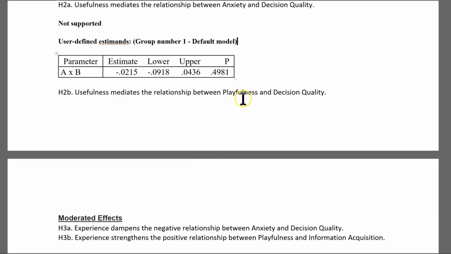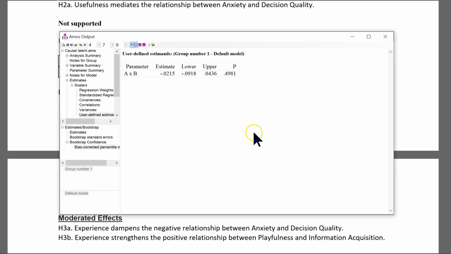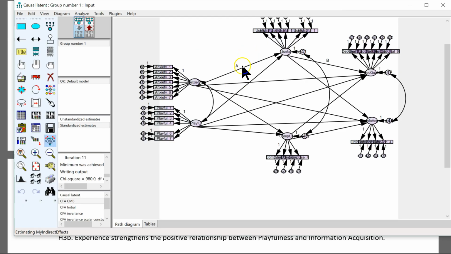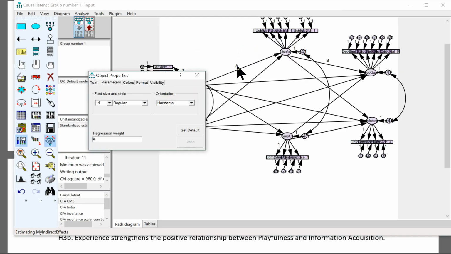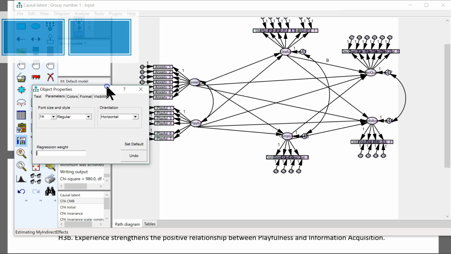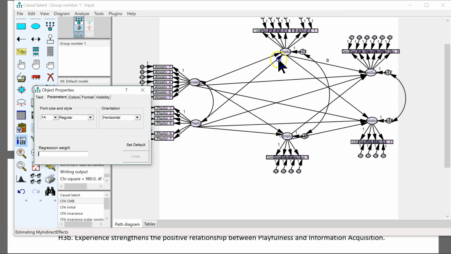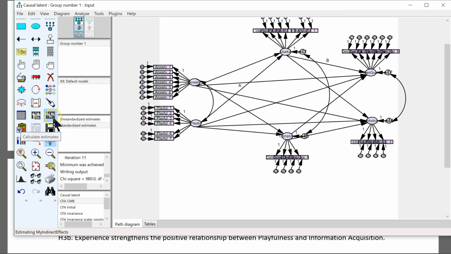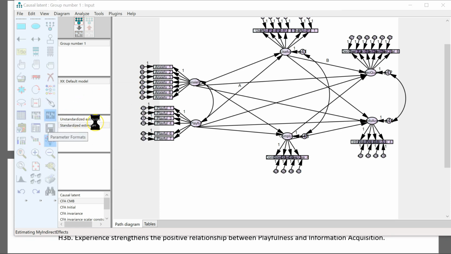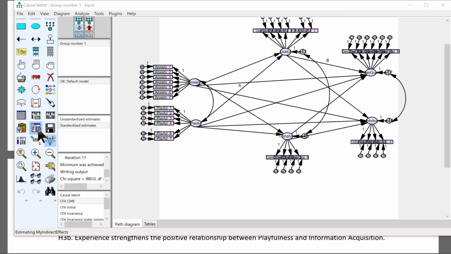We do the same for playfulness to decision quality. Let's go look at that. And instead of these two being named A and B, it's going to be this one being named, let's see, playfulness. I'm going to name that one A. The other one's still B. Usefulness to decision quality is still B. I run this. And it's thinking. It's thinking. Here we go. And look at the output.